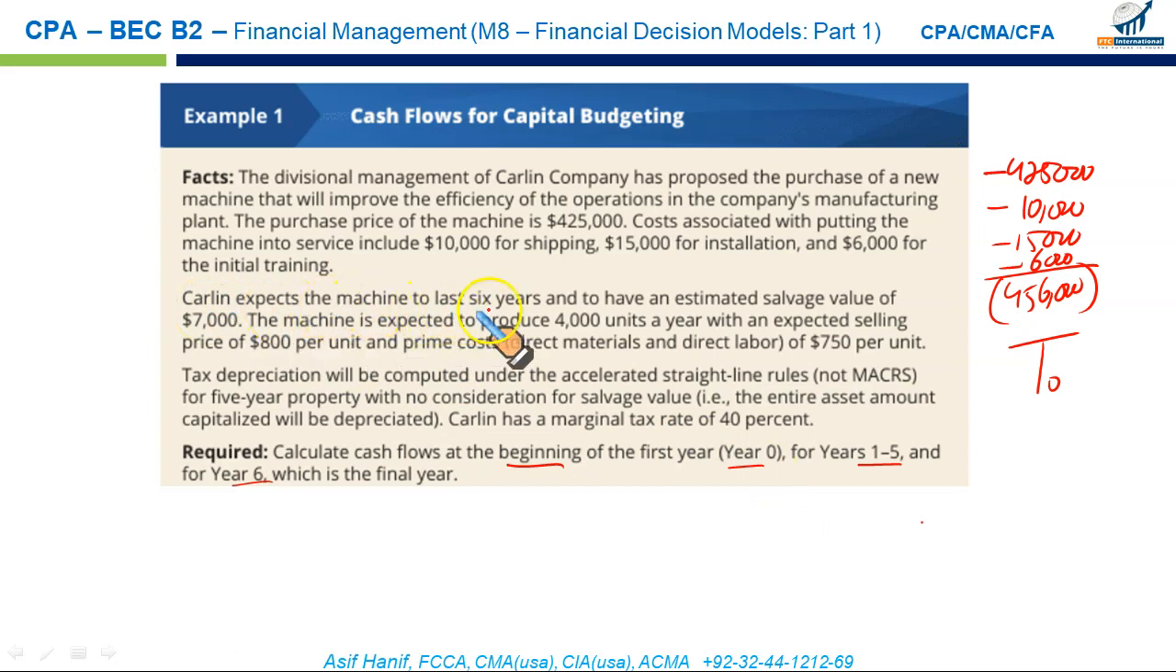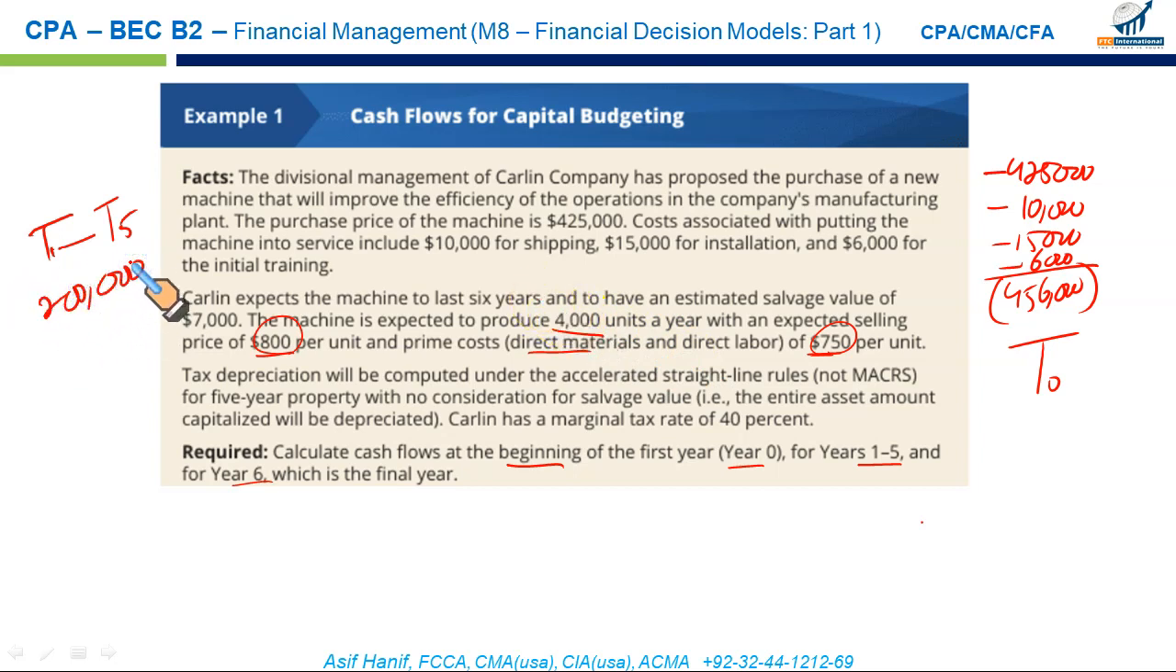Carlene expects the machine to last 6 years and to have an estimated salvage value of $7,000. The machine is expected to produce 4,000 units a year with an expected selling price of $800 per unit. Prime cost, that is the direct material and direct labor, is going to be $750. Take the selling price, deduct your prime cost, material and labor. That means the manufacturing contribution per unit is $50. So if you sell 4,000 units every year, 50 times 4,000 is going to be 200,000. For year T1 to T5, you will receive 50 multiplied by 4,000, 200,000 of cash.